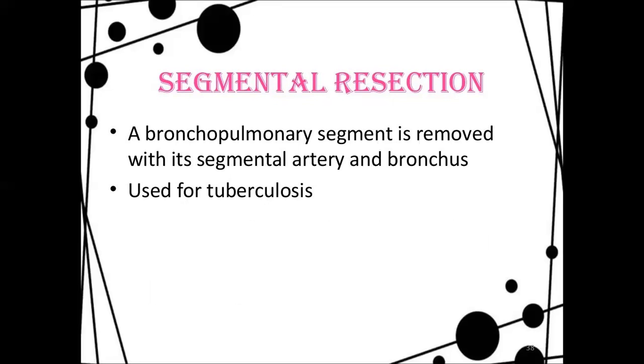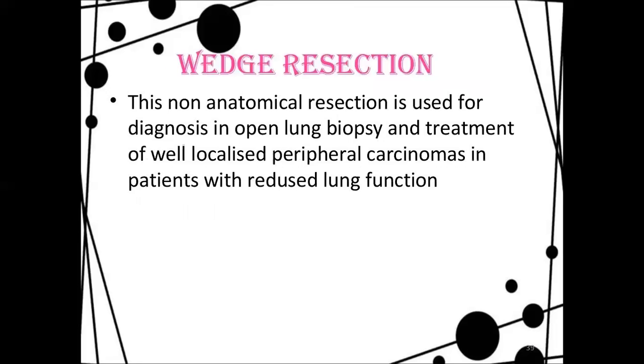Segmental resection. A bronchopulmonary segment is removed with its segmental artery and bronchus, used for tuberculosis. Wedge resection. These non-anatomical resections are used for diagnosis in open lung biopsy and treatment of well-localized peripheral carcinomas in patients with reduced lung function.